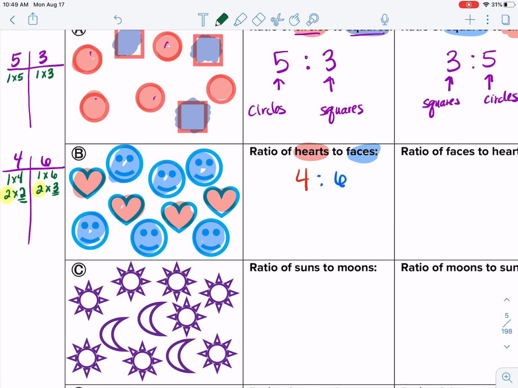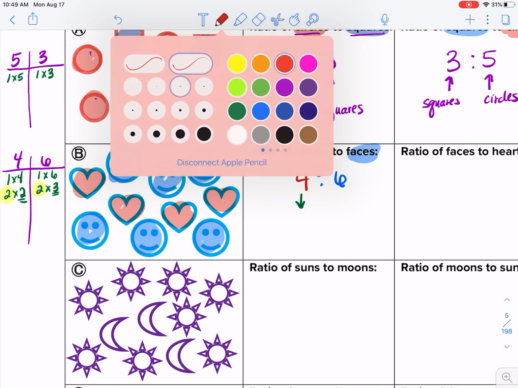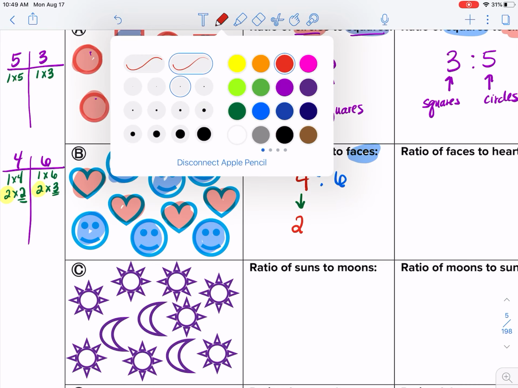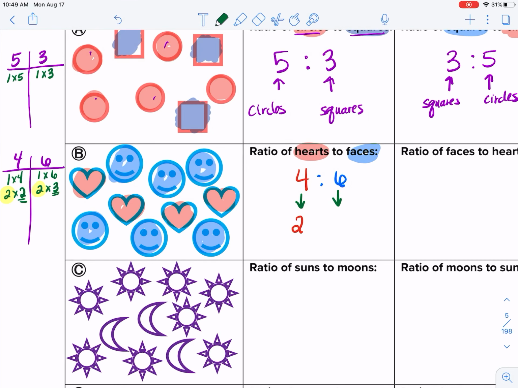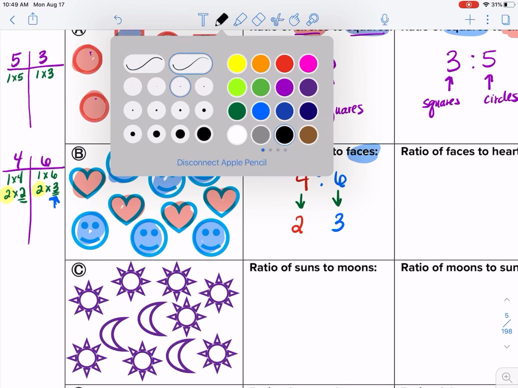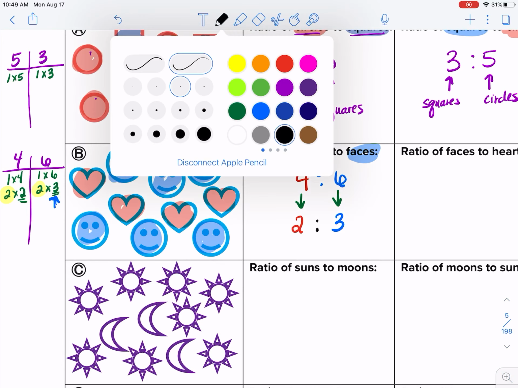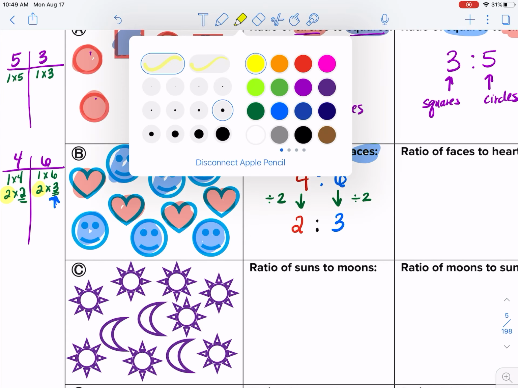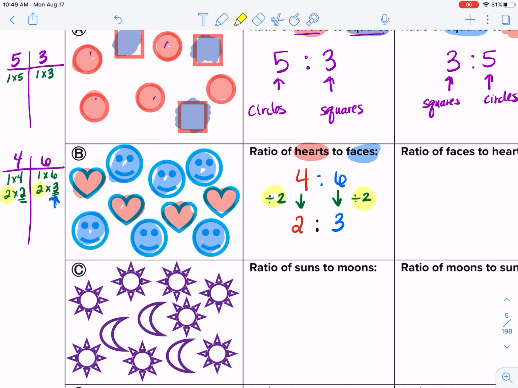So if I simplified 4, that gives me 2, right? If I were to divide 4 by 2, I get 2. If I simplified 6, now I look over here, right? When I divided 6 by 2, I get 3, right? So it's like if I were to do this, divided by 2, divided by 2. And I'm dividing by 2 because, remember, 2 was my greatest common factor.